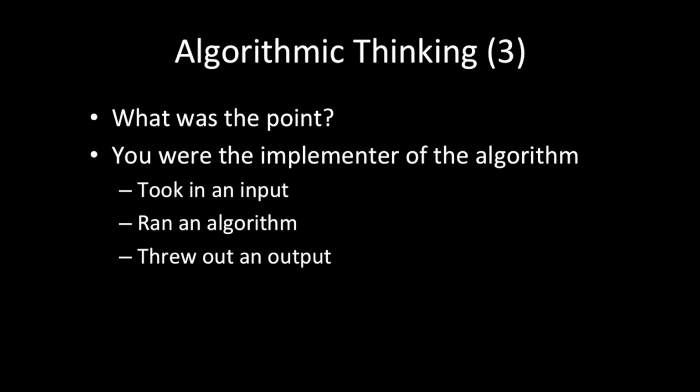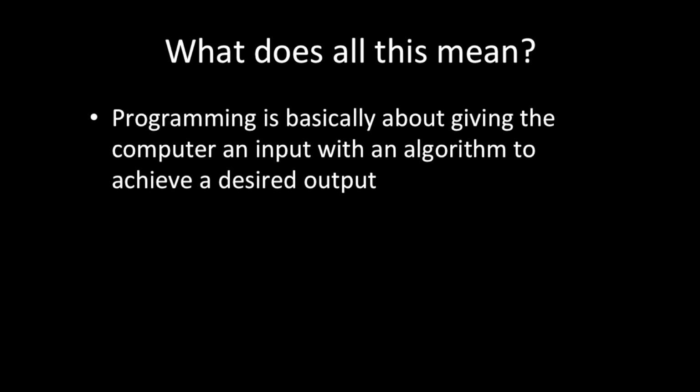You want to understand that in this particular situation, you are the implementer of an algorithm. You took in an input, which was the things I talked about earlier, the potato peeler and the other things, and you ran an algorithm, which was boiling and peeling the potato. And then you threw out an output. That sounds something like what you want the computer to do. So, programming is basically about giving the computer an input with an algorithm to achieve a desired output. You give the computer something to do, and it'll do it for you. That's what you want to do. But you have to tell it what to do, because the computer is not a smart thing. It doesn't talk to you. It doesn't think. You tell it what to do.